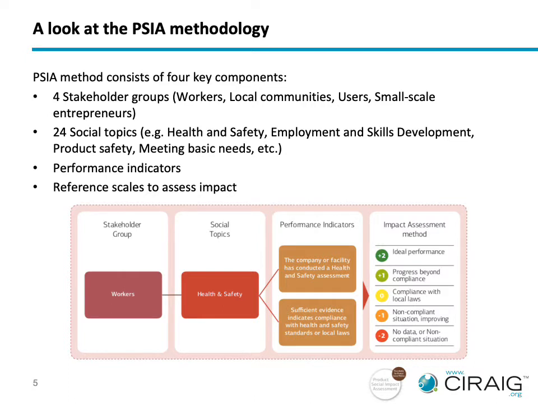To interpret the collected data, reference scales assess social performance on a 5-point scale. The referencing step is crucial for interpreting the results and supports informed decision making. The figure on this slide represents the relationship between these elements.